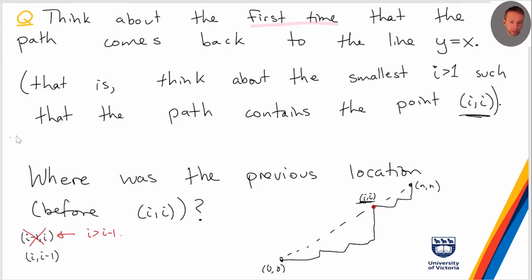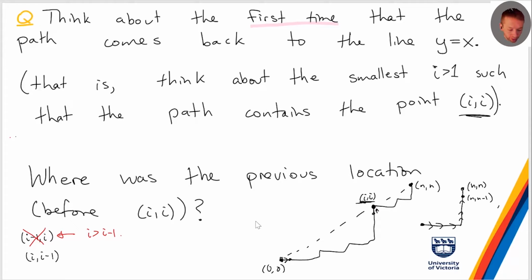So what we've learned so far is that the first step always goes right, and that if I look at the first time it comes back to the line y equals x, then the step before that always goes up, the previous step. Is that clear? It's a bit abstract to think of the first time it comes back. But by the way, the first time it comes back to the line could have been at n, n. So for example, you could take this path, which just goes right, and then up, right? But it's still true because the previous thing was here. It was n minus 1.